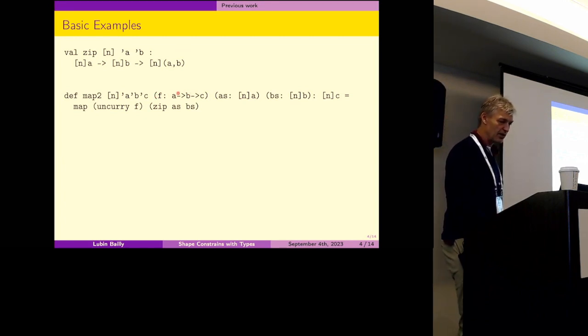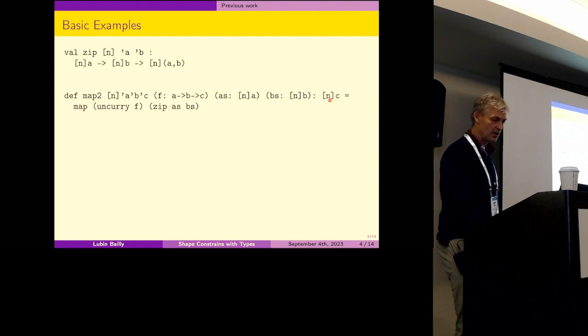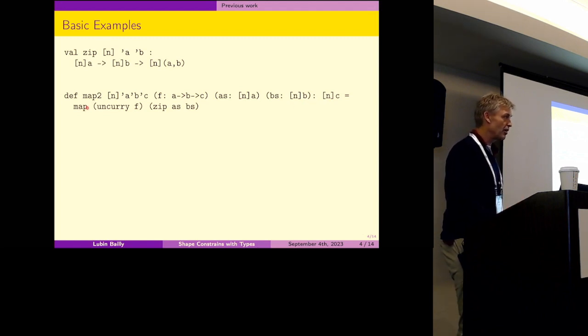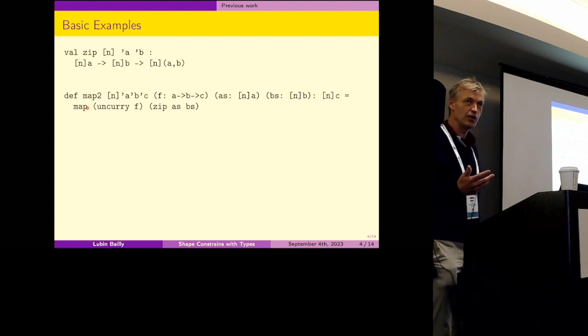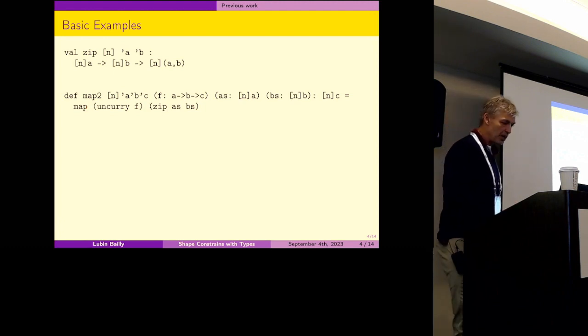It takes a function as arguments from A to B to C, and then it takes two input arrays, one of size n and another one of size n, and then it produces a result of size n here. So what we can see here is that we can be explicit about the sizes, but also that the implementation is not really mentioning the sizes at all. There's no explicit unpacking of sizes here. So just simple type checking here.